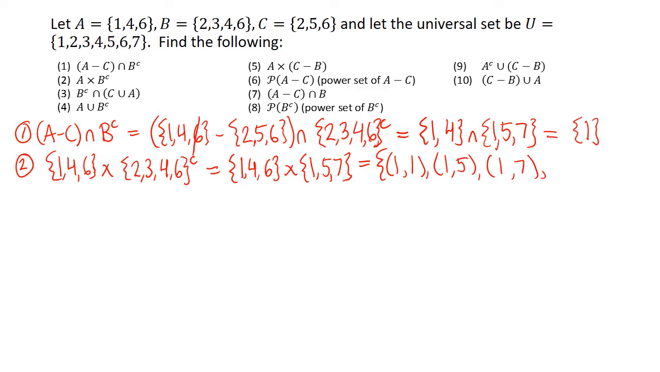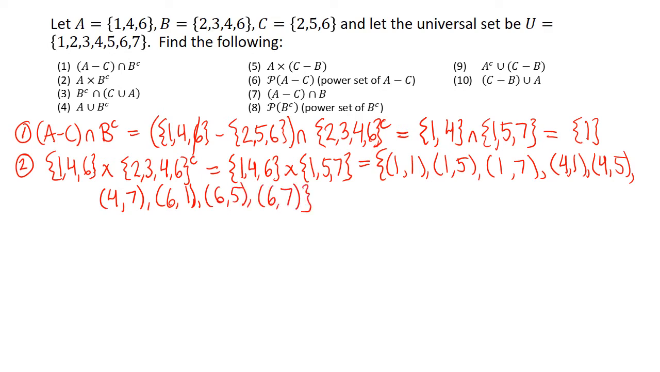Okay, then I'm going to do all the ones that start with 4, so that'll be (4,1), then (4,5), and then (4,7), and then all the ones that start with 6, so this is going to be (6,1), (6,5), and (6,7). And that's it. So if you have 3 things in the first set and 3 things in the second set, you're going to have 9 things in your Cartesian product.